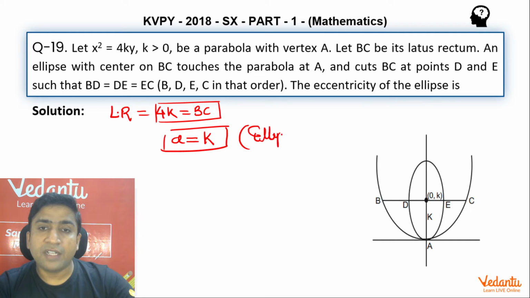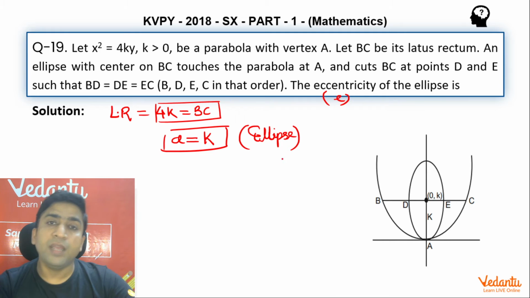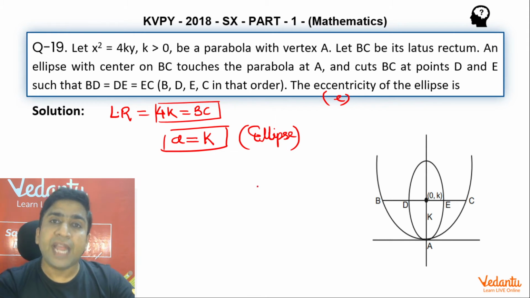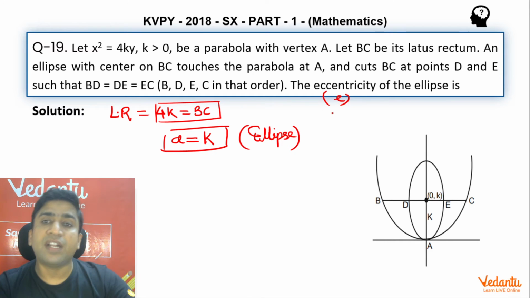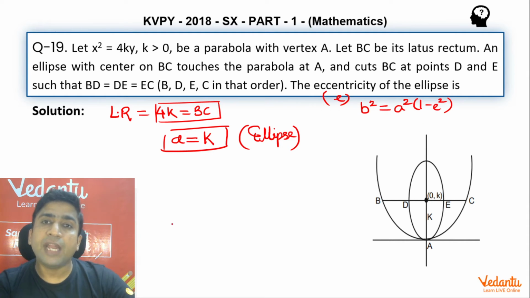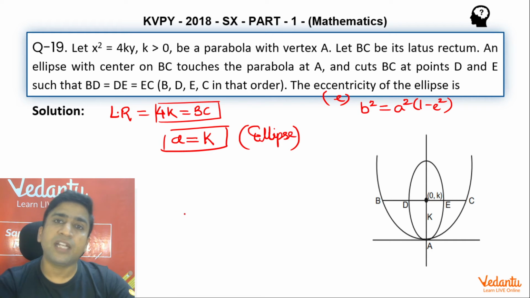My point is that in the ellipse they want us to find the eccentricity. I know a very beautiful relation between a, b and e, and I am going to utilize that relation. Which relation am I talking about? b square is equal to a square times 1 minus e square. All I have to do is to get the values of a and b, put them in this formula, and I'll get the value of e.